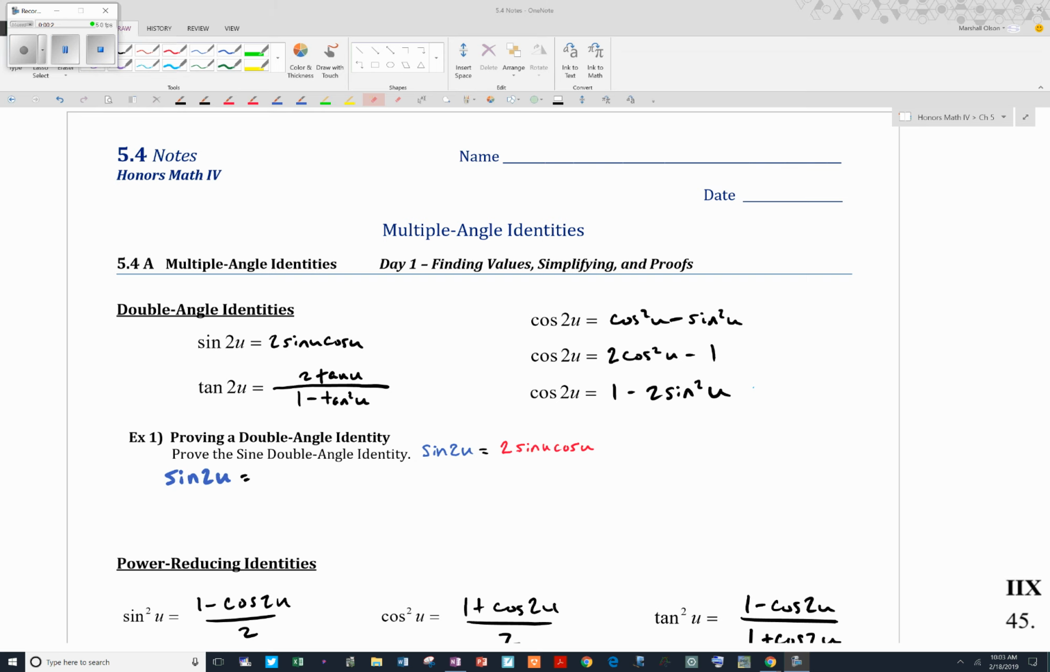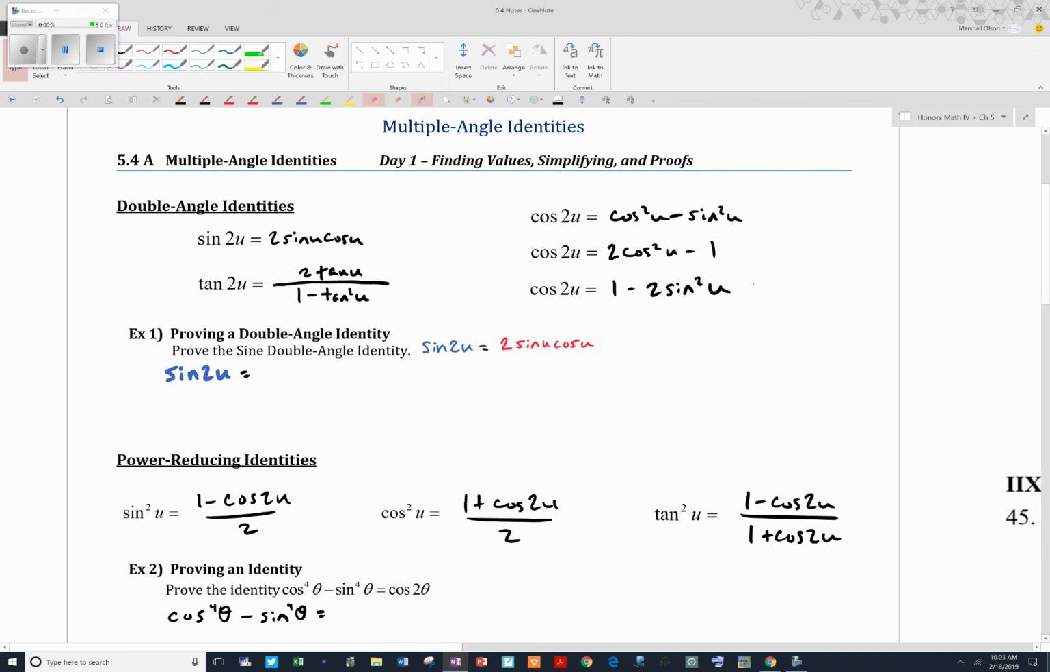What I'd like you to notice right away is that there are actually three different things that we can replace cosine of 2u with. But sine and tangent both have only one thing that we can replace a double angle in those trig functions with.